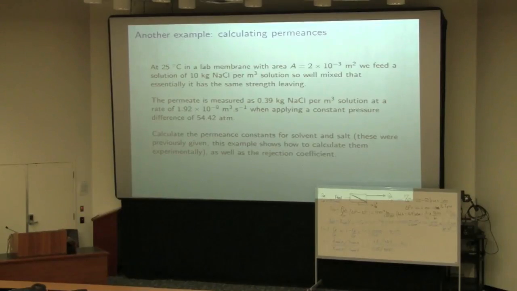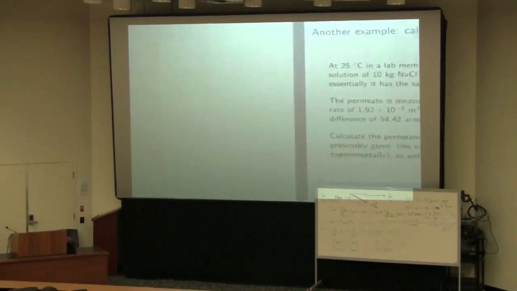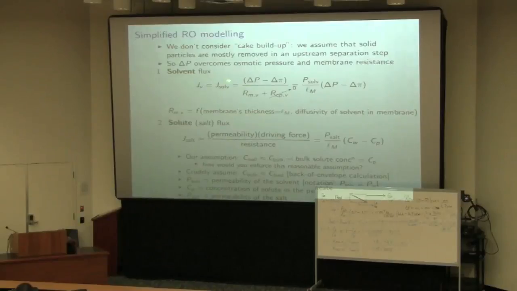At 1.92 times 10 to the minus 8. Is that J salt or J solvent? The units help you here. The units guide you. The units are in volumetric per second, so it's the solvent's flow. It's the permeate flux, so it's the volume of solvent per second coming out in the permeate. So that's the solvent's flux. We've then essentially been given the information that we need here, J solvent, the volumetric flow rate of the solvent through the membrane. We're given information on pressure, and we've been given enough information to calculate delta pi.